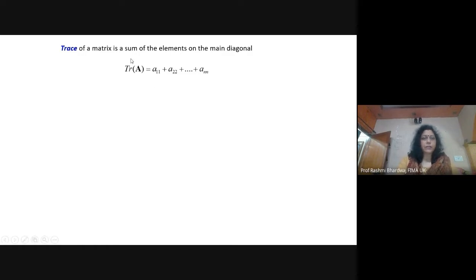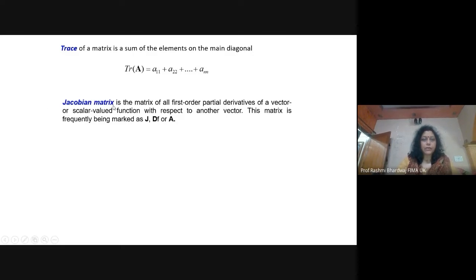The trace of a matrix is the sum of the elements on the main diagonal. So it is nothing but the sum of the diagonal elements. The Jacobian matrix is the matrix of all first order partial derivatives of a vector or scalar valued function with respect to another vector. The matrix is normally denoted as J or DF or A.